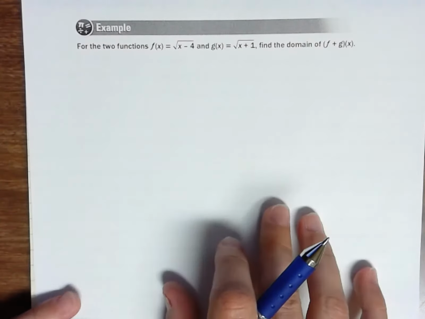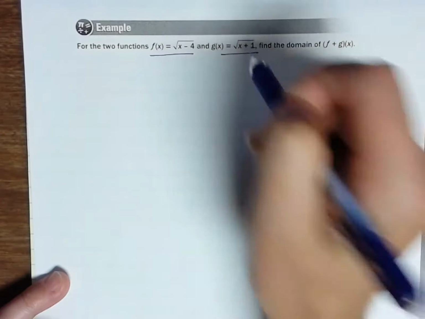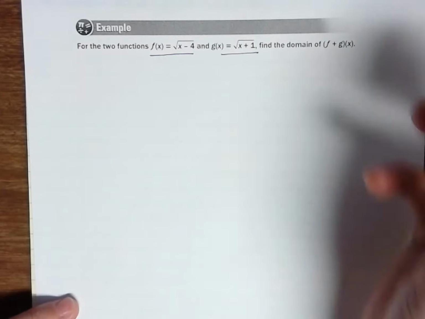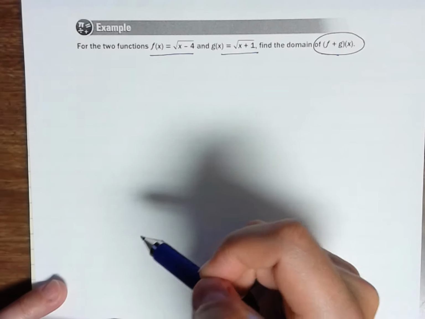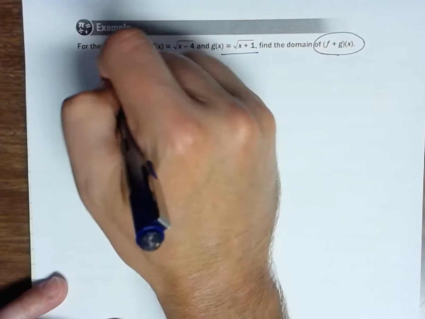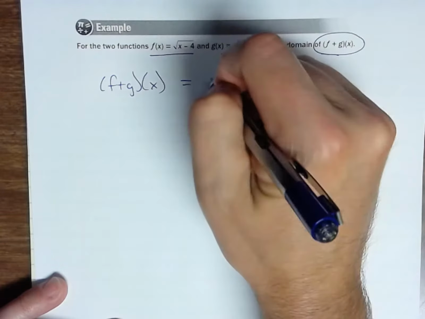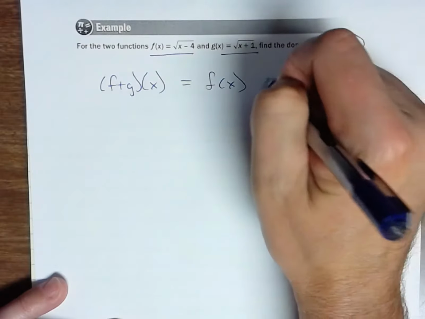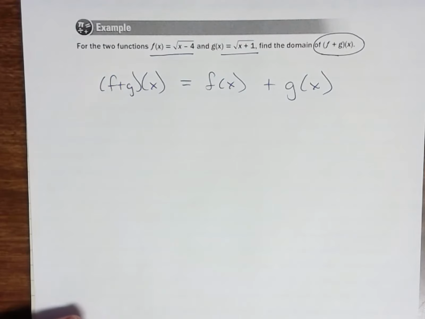Here's another example. For the two functions, f of x and g of x, we have two radical functions now. We want to find the domain of the sum of those functions. So f plus g of x, remember, just means f of x plus g of x. Again, I like to write it like that. It makes more sense, and it's a little easier to see what we're doing.